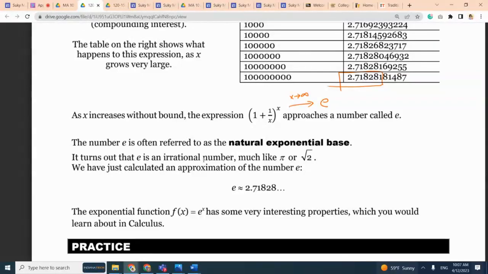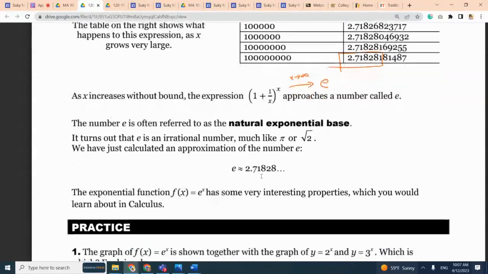A rational number is like a fraction. The numerator and denominator are integers, right? And if you look at the decimals, they repeat. So that is a rational number. Irrational numbers have decimal expressions that don't repeat. So e is an irrational number.